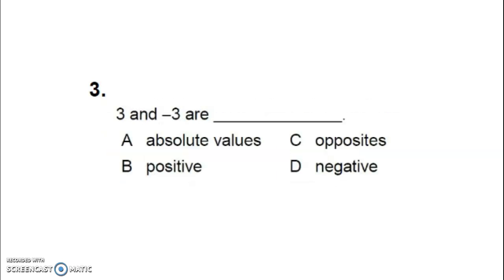Number 3. 3 and -3 are A. Absolute values, B. Positive, C. Opposites, D. Negative.